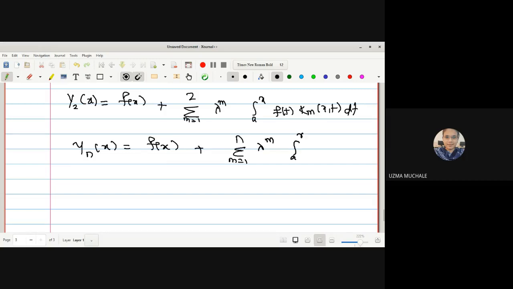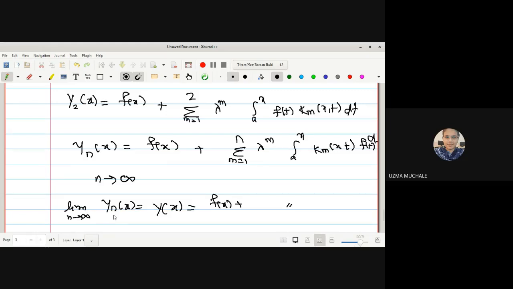Lambda raised to m, integral a to x, k_m of x t, f of t dt. Now if I take n tends to infinity, what will be the answer? As the limit as n tends to infinity, we will get the correct answer: y of x is equal to f of x plus the same term.